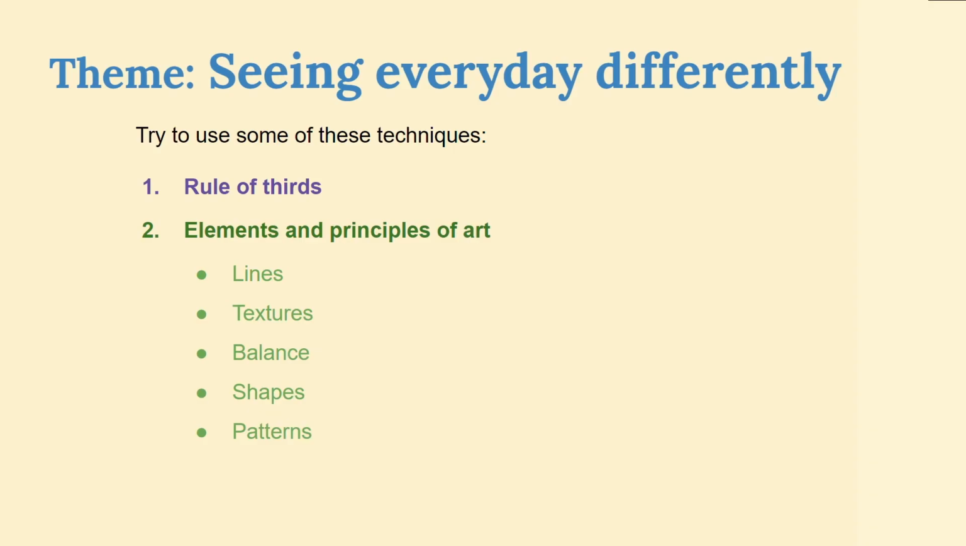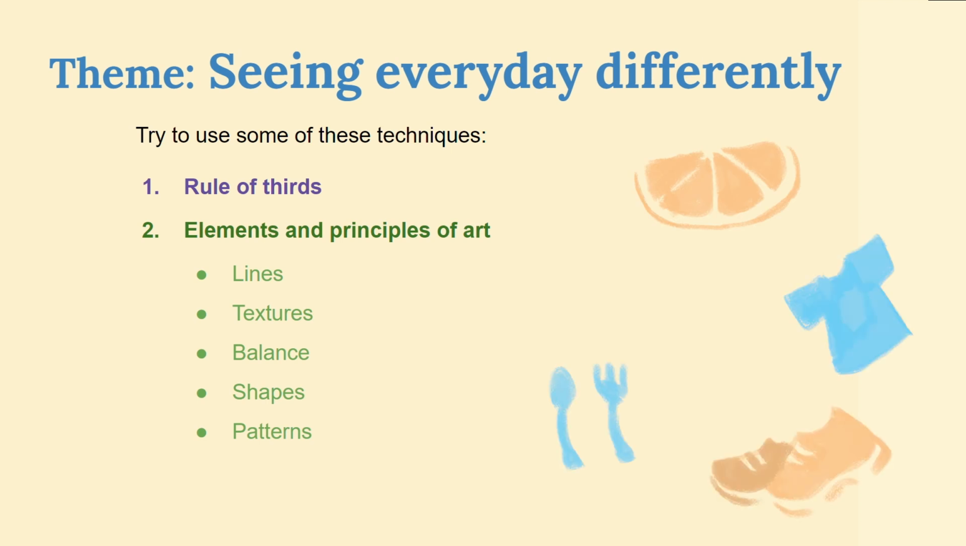Now that you have an idea from the artists' references, it's your turn to try. The theme for this activity is seeing every day differently. There are many interesting ways to photograph things in your house without going out. Just take a look at the still life photographers we have shared with you. You can find some everyday objects around your house like your food, clothes, shoes, cutlery, books and many more, and try to think of interesting ways to photograph them.